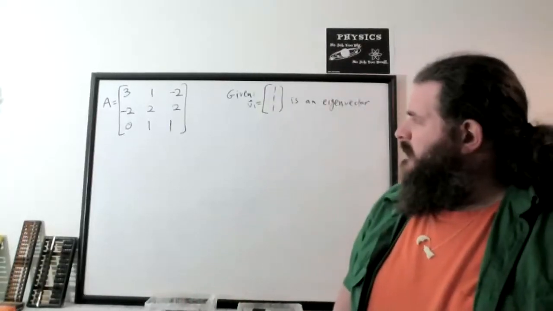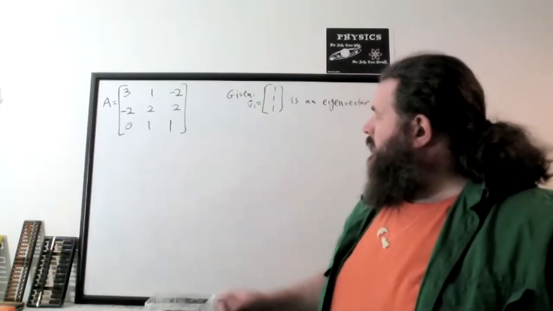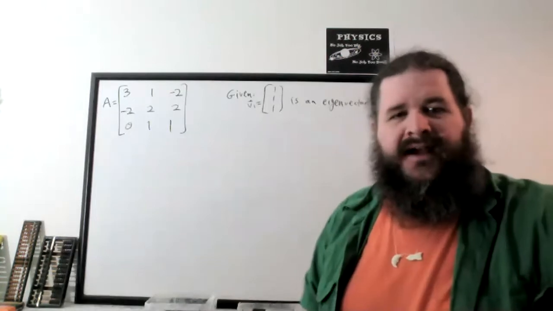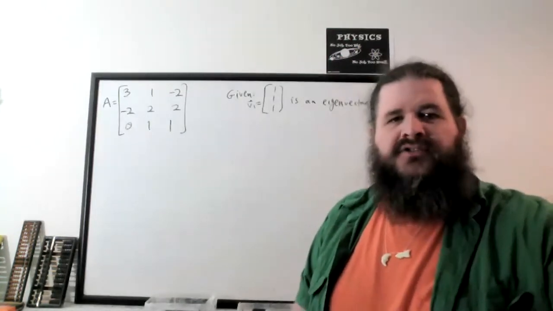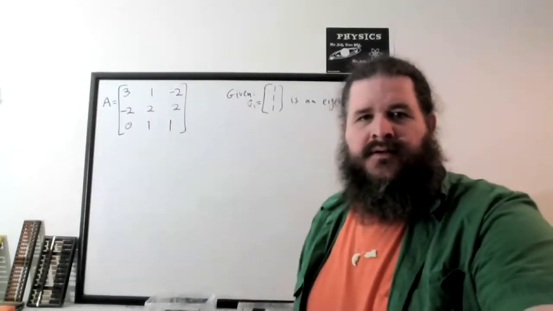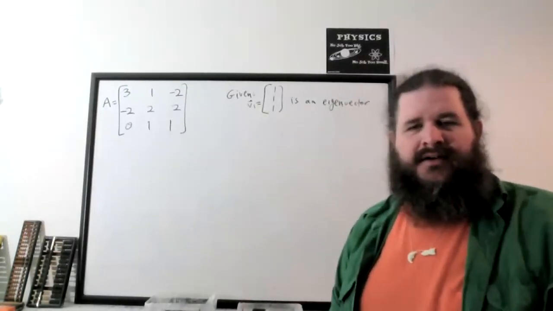So in this one, we are given a 3 by 3 matrix, and we're told what one of the eigenvectors is. First of all, we want to show that this really is an eigenvector. And how could you check that? What does it mean to be an eigenvector? Or how would you show that something really is an eigenvector?